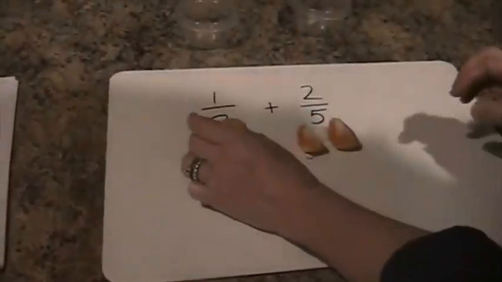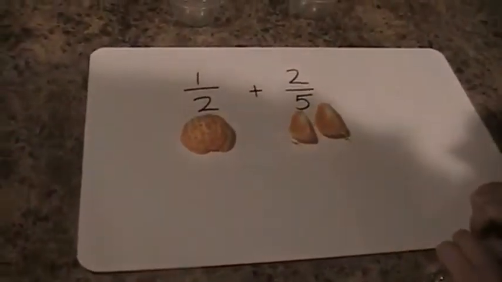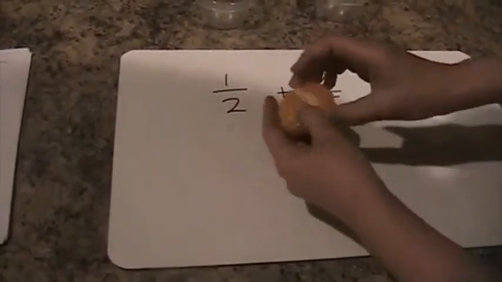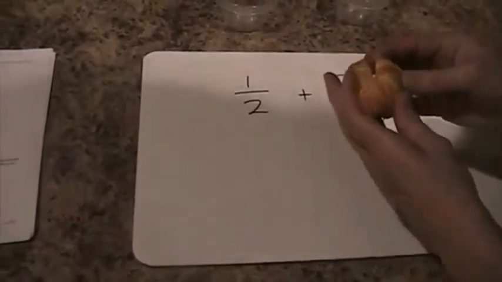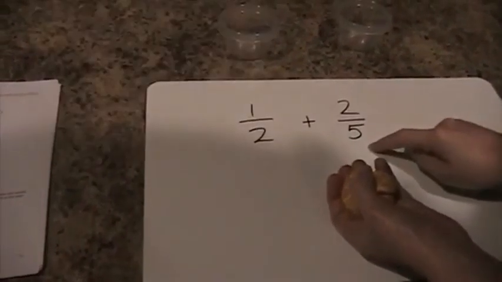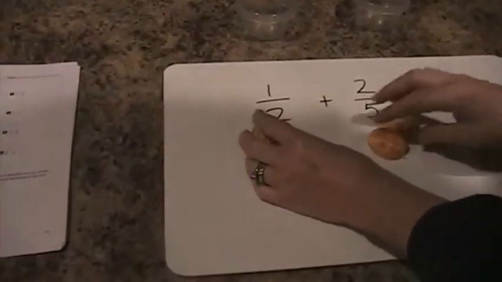All right, so now I have 1/2, half an orange plus 2/5 of an orange. I want to put them together because I'm adding. Okay, I put them together. Now, what do I call this? I don't have a name for this, which is why we need to rename our denominators so that we can know what to call our answer. So we're going to do that right now.